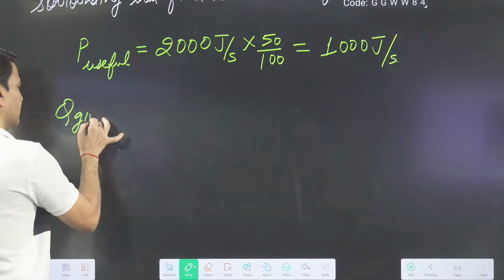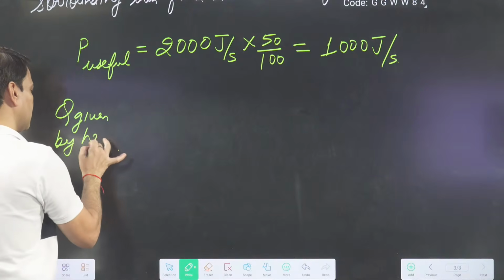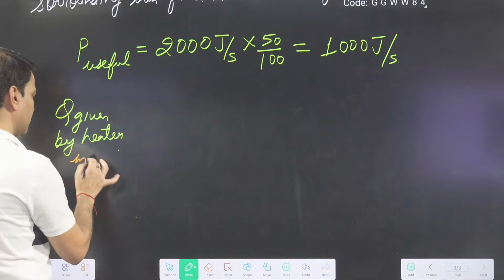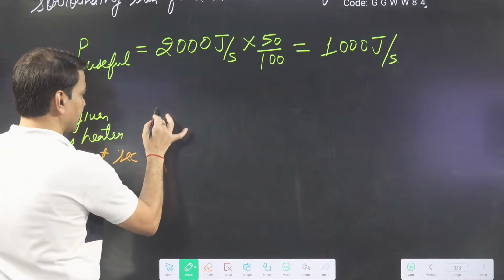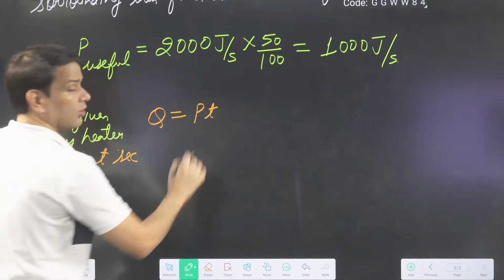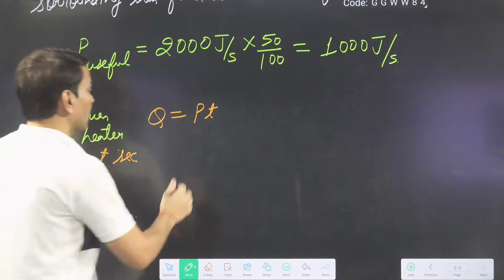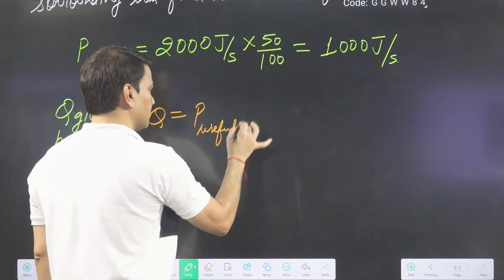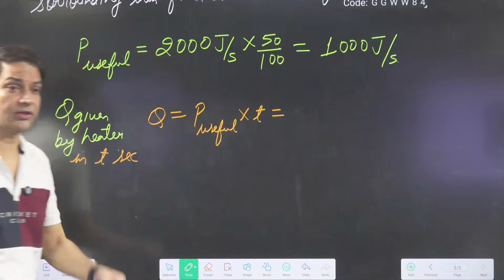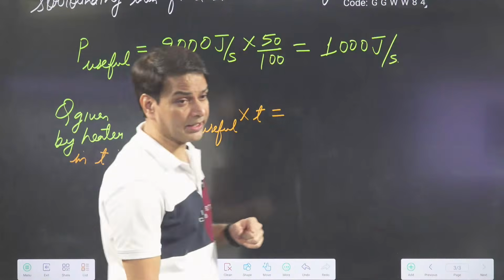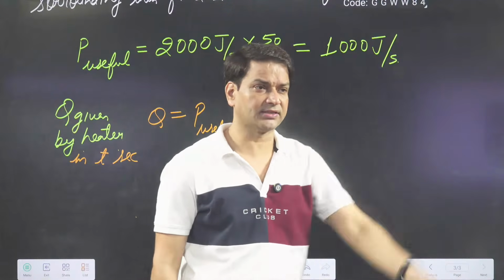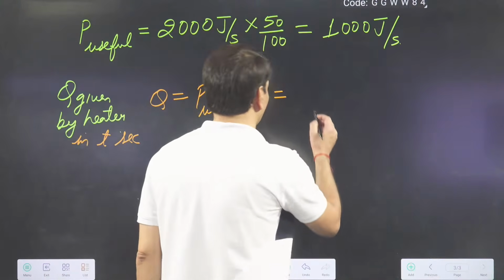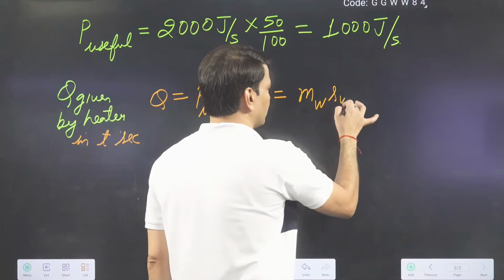Heat given by the heater in t second. Then I can say heat Q is equal to power into time, and that is the useful power basically. And who is taking this heat? Water plus surrounding. Water temperature increases from 20 degrees C to 60 degrees C. Then what is the heat taken by the water? Mw, Sw, delta theta.